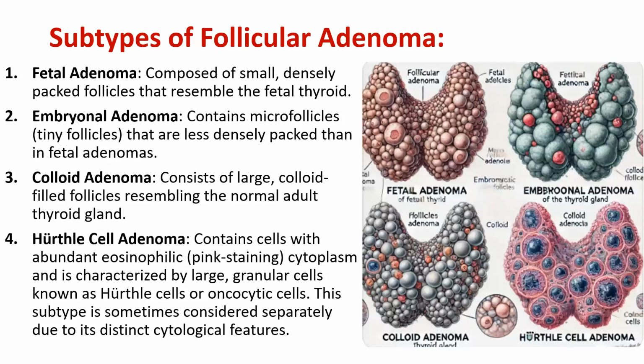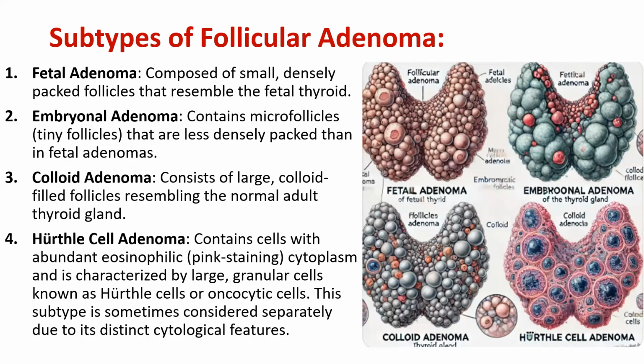So subtypes of follicular adenomas, we have the fetal adenoma. As you look at the pictures on the right, they are composed of small, densely packed follicles that resemble the fetal thyroid. Then we have embryonal adenomas. These contain microfolliculi that are less densely packed than in fetal adenomas. Then we have colloid adenomas. These consist of large colloid follicles that resemble normal adult thyroid gland.